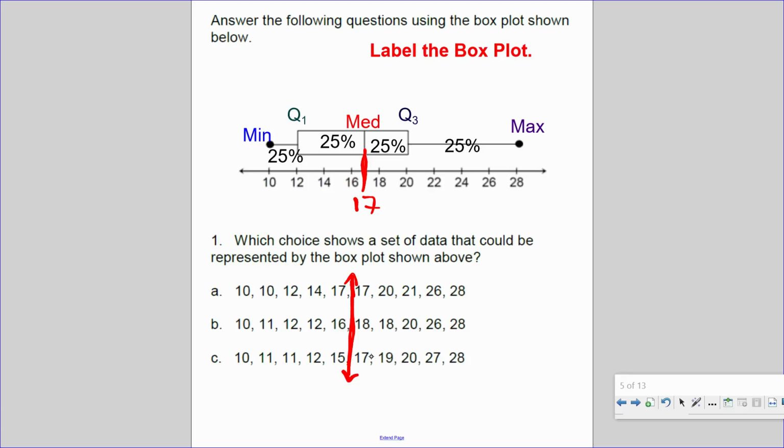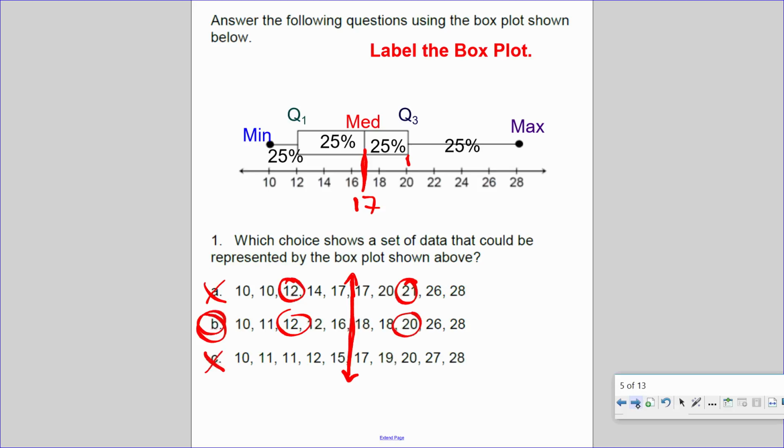So what's the median of 15 and 17? 16. That is out of the question. What's the median of 16, 18? 17 and 17. So A and B are still in the running. So the median of the lower half is 12. Oh, they both have 12. The median of the upper half, this one is 21, while this one is 20. So the median of the upper half is 20. So the answer is B.